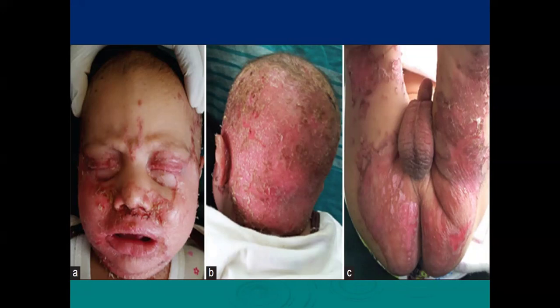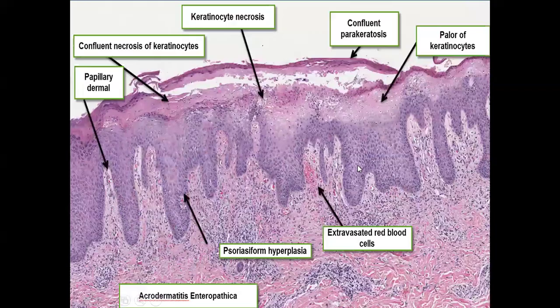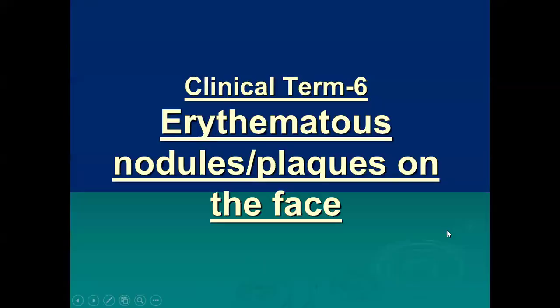annular, scaly, eczematous, necrotic, crusted erosions, perioral, perianal, and on the scalp, and also involving flexures and palms and soles. And histopathology would show parakeratosis, epidermal necrosis, pallor of keratinocytes and necrosed keratinocytes, psoriasiform hyperplasia, and sometimes exaggerated, extravasated RBCs.